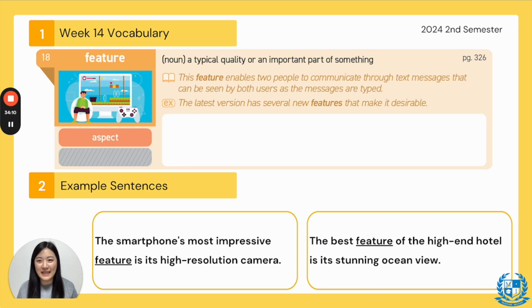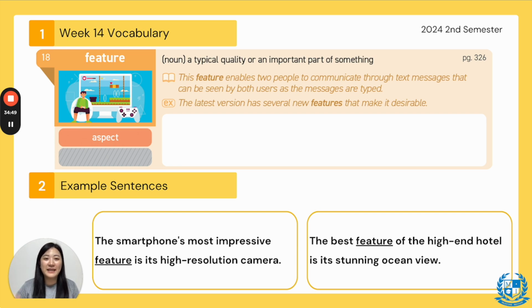And number 18, everyone say feature. Feature. The synonym is aspect and it is a noun. It means a typical quality or an important part of something. So it's just a feature, something about something, something important about something else. A part though. In our textbook it says, this feature enables two people to communicate through text messages that can be seen by both users as the messages are typed. Kind of like what we already have with messaging, right?